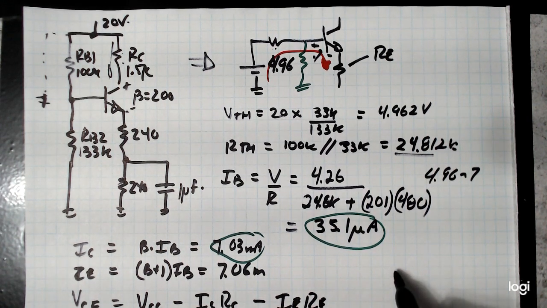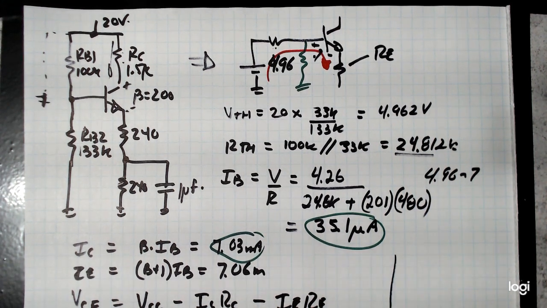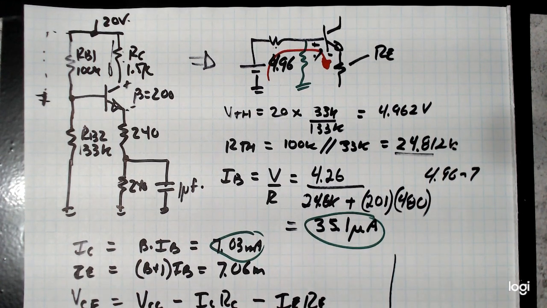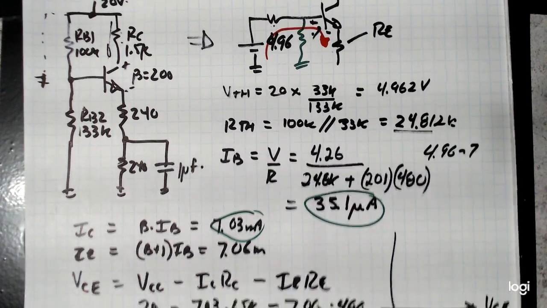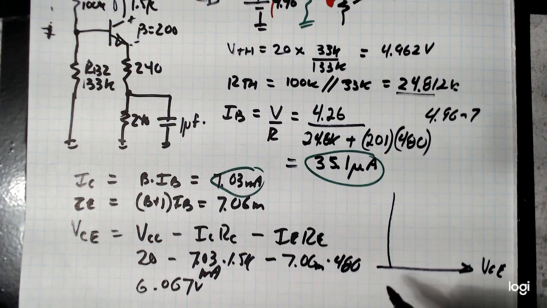IC, 7.03 milliamps. So here's VCE. Let's just draw a quick curve. Actually, you crunch this out, you end up with 6.067 volts, to be precise. So there's the numbers we got so far.